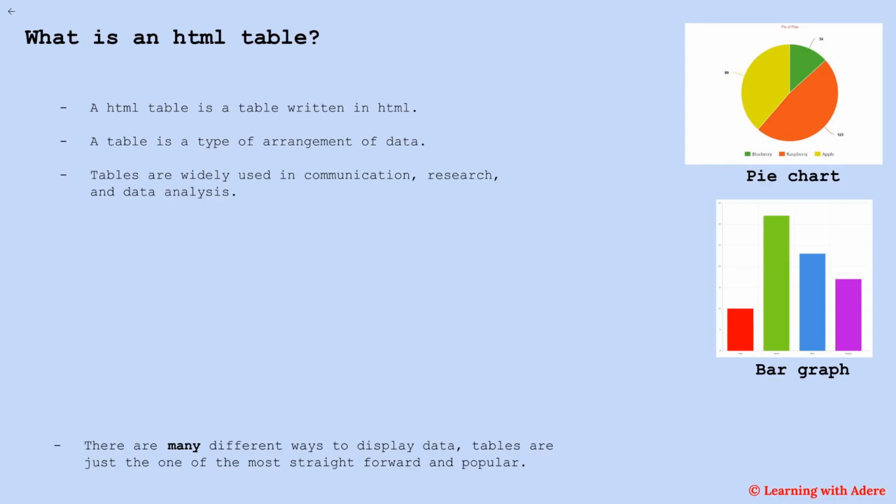So first off, what is an HTML table? An HTML table is actually just a regular table written in HTML. If you're not aware, a table is a type of data arrangement. Other examples of data arrangements could be pie charts or bar graphs. Tables are widely used in communication, research, and data analysis, and there are many different ways to display data. Once again, pie charts and bar graphs are just a few examples, and tables are also just one of the more popular and straightforward ways.